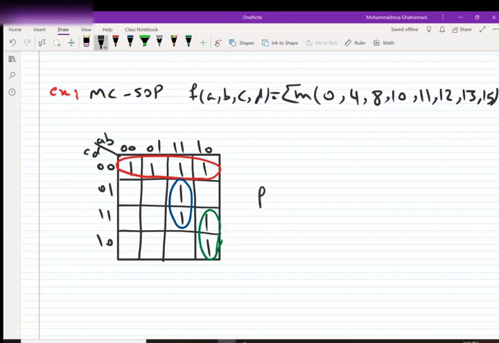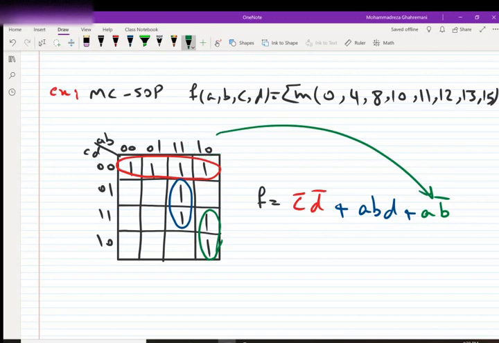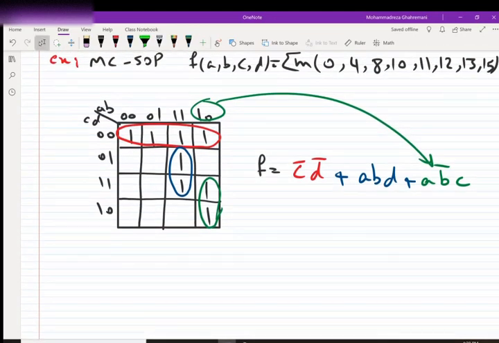So we can say F is equal to, for the red one, A and B are changing, and we have C bar D bar. For the blue one, B and C are constant, C is changing, D is constant, so it's A B D. Plus for the green one, A and B are constant, so it's A B bar. Why is it A B bar? Because it is 1, 0, so it's A B bar. C is constant, C and D is changing. Okay, so this one is the minimum cost for this table.